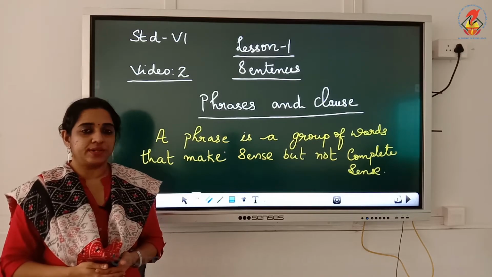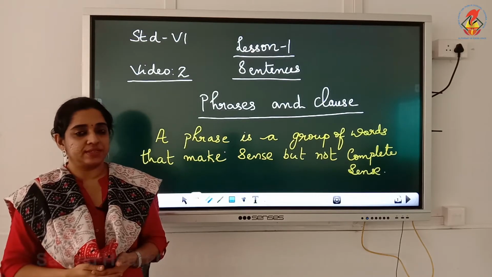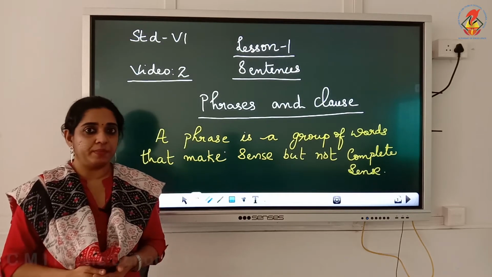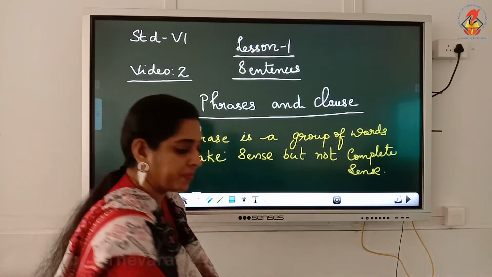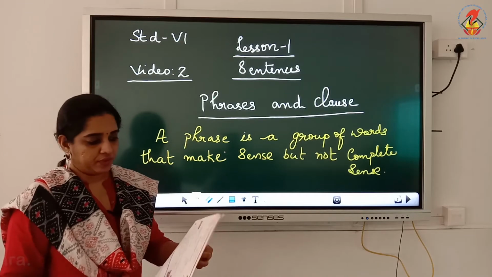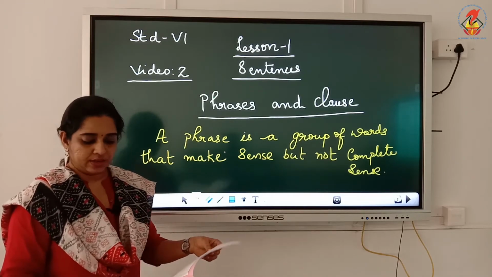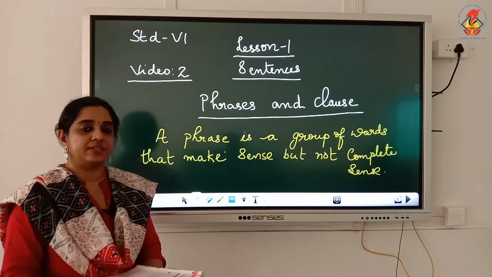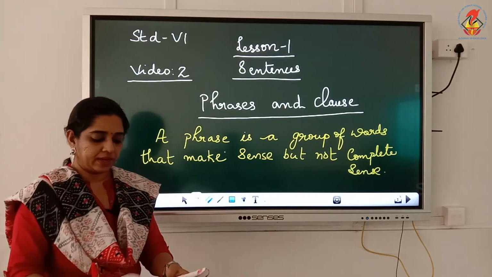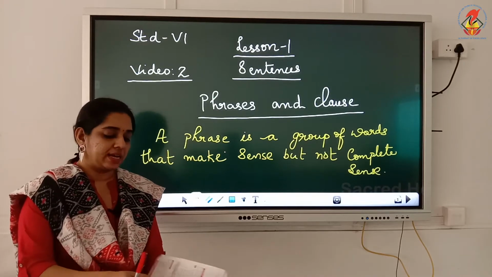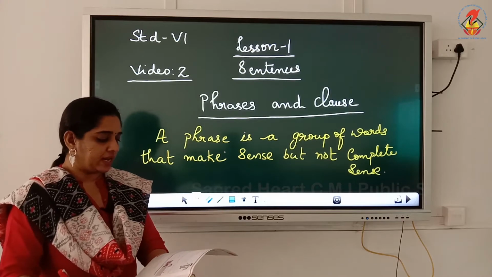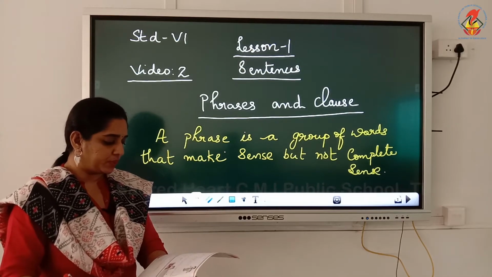We already studied what a sentence is, isn't it? A sentence is a group of words which should be arranged in correct order in order to form a meaningful one, that we already studied. Then we also studied different types of sentences. Which are they? We studied there are 4 types of sentences: declarative, otherwise called assertive, then imperative, interrogative and exclamatory. These are some of the topics that we studied in the last video.